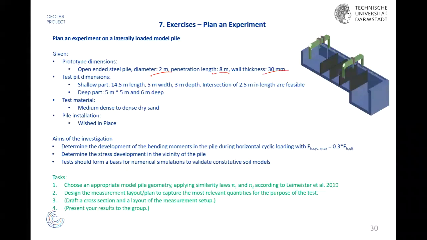And we have our test pit dimensions, which are given. We have a deep part and a shallow part, and we have the test material, which is a medium dense to dense dry sand. Our pile installation is wished in place, so that means we install our pile and then we pluviate around it. And what do we want to investigate? We want to investigate the development of the bending moments in the pile during horizontal cyclic loading.